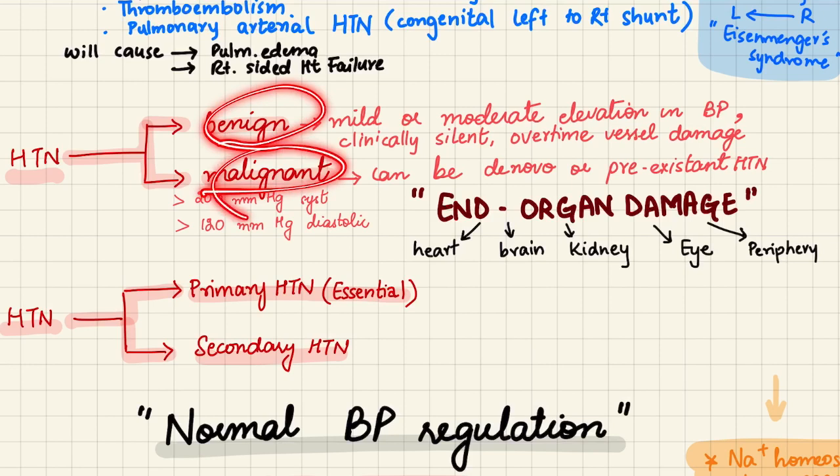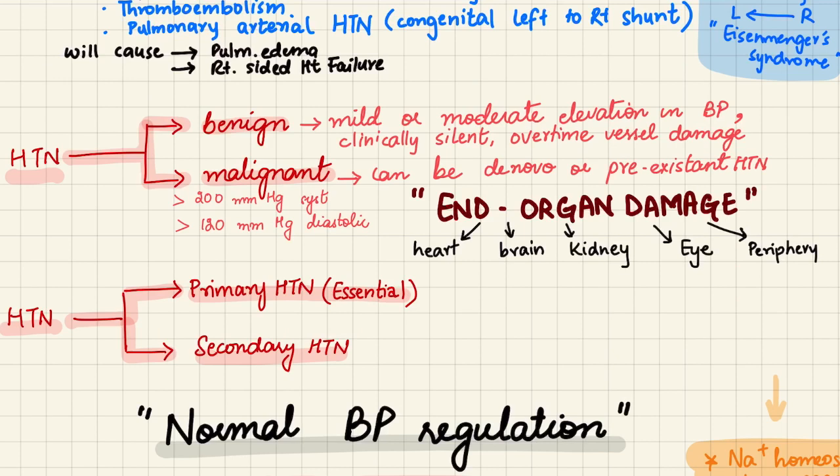Now, malignant hypertension is a sudden extreme rise in blood pressure, and it will result in end organ damage. That is an important thing to note. Malignant hypertension can be de novo, occurring out of nowhere, or it can arise from benign pre-existing hypertension, and these are mainly above the values of 200 millimeters of mercury systolic and 120 millimeters of mercury diastolic. So such high pressures are going to cause end organ damage.